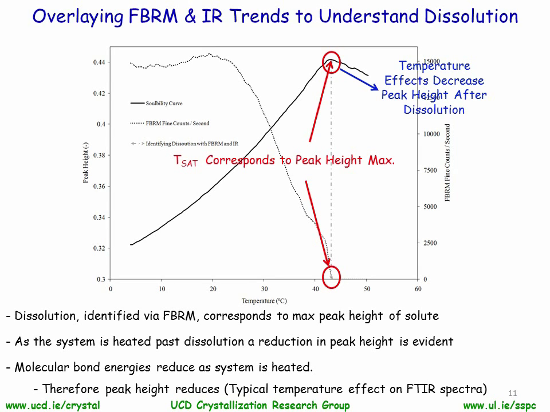As you increase the temperature of a liquid, the bond energy associated in that liquid decreases. Therefore, as mid-IR measures that bond energy, there is a corresponding decrease in our peak height. This is something just to note, but if we're aware of this prior to doing any supersaturation assessment, we can interpret it in our results.